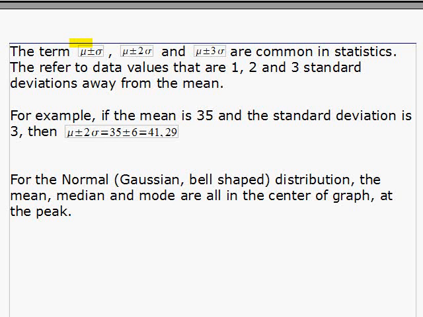It's common to write terms like this: mu plus or minus sigma, mu plus or minus 2 sigma, mu plus or minus 3 sigma. That notation means the mean plus a standard deviation and minus a standard deviation. It's discussing an area under the bell-shaped curve. This one is plus or minus 2 standard deviations away from the mean, and here plus or minus 3. So if your mean is 35 and your standard deviation is 3, then mu plus or minus 2 standard deviations is 35 plus or minus 6, which is 41 and 29. You'll have two answers for it.